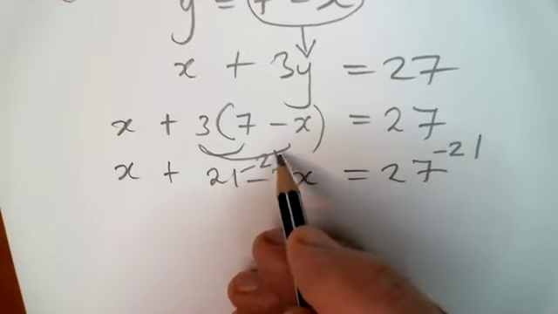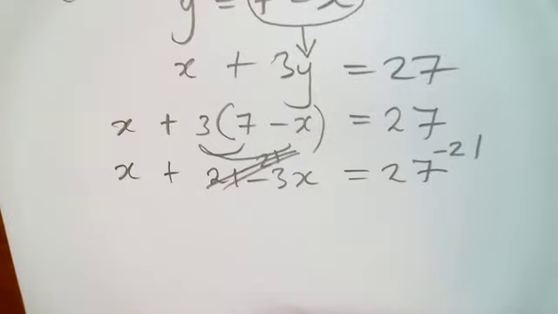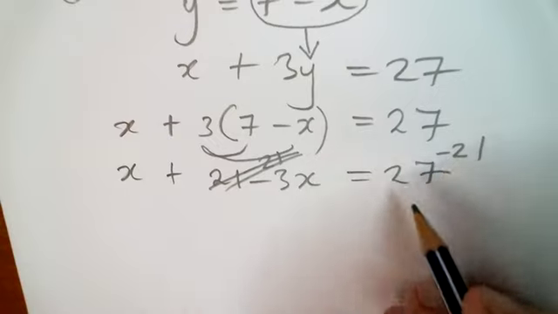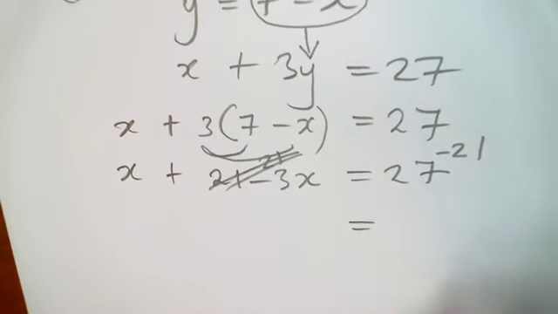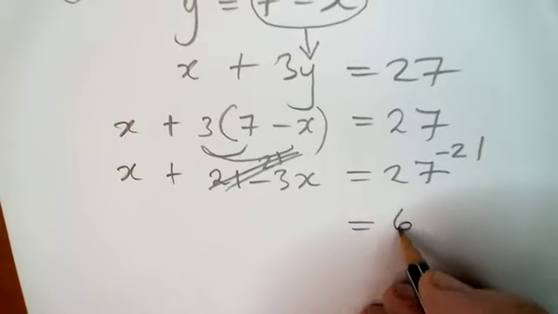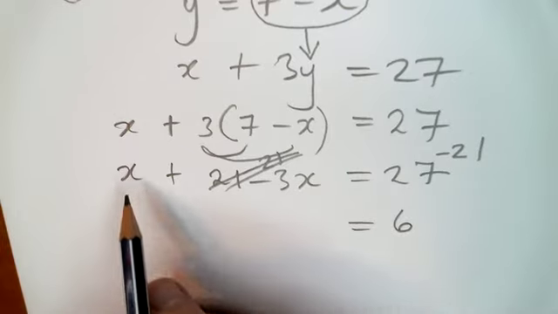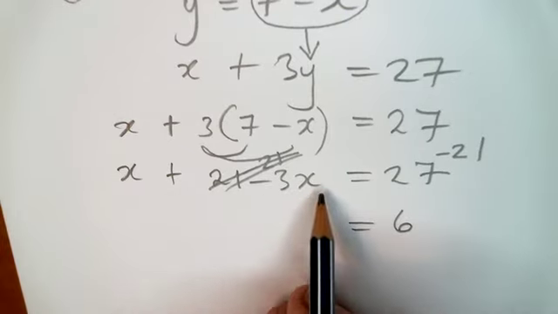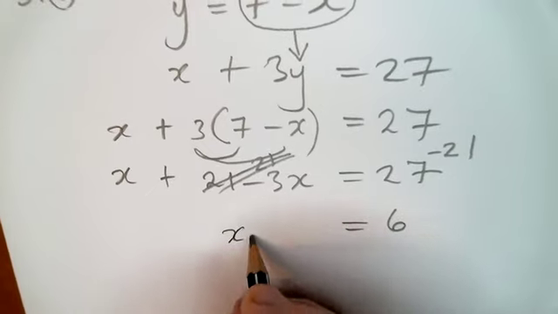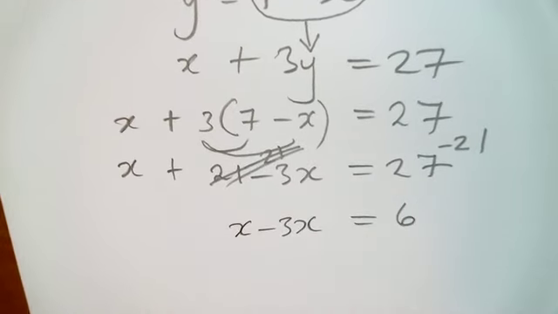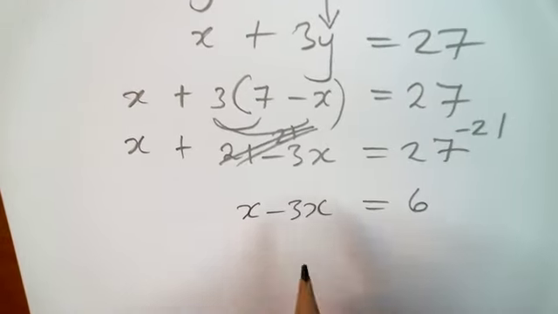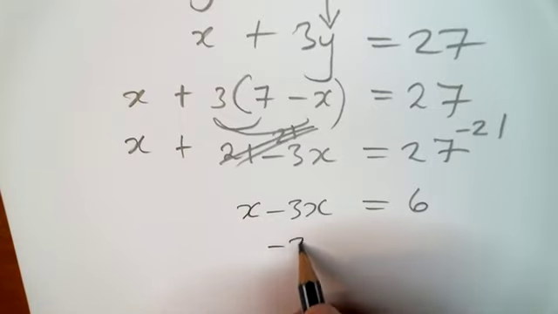So 21 minus 21 leaves us with, well, that's 0. So I've got an x, and of course, the other side as well, 27 minus 21 is going to be 6. So now I've got an x and a negative 3x. In fact, I've got x minus 3x, and that's equal to 6. Well, what's x minus 3x? That's going to be negative 2x.